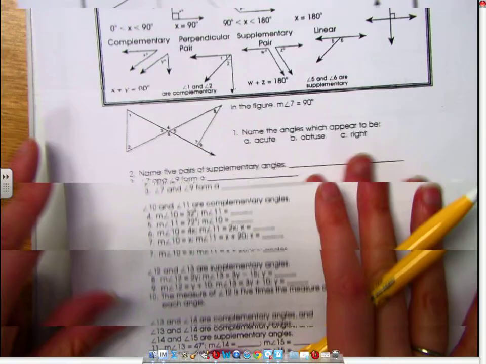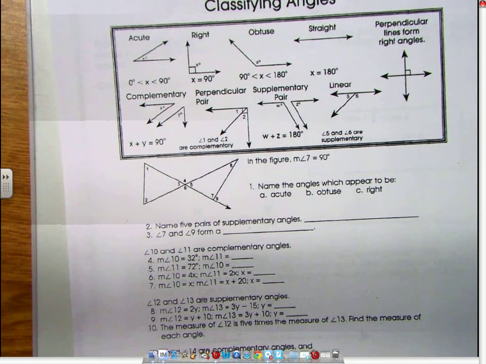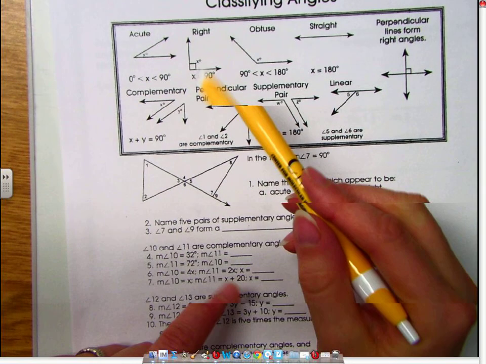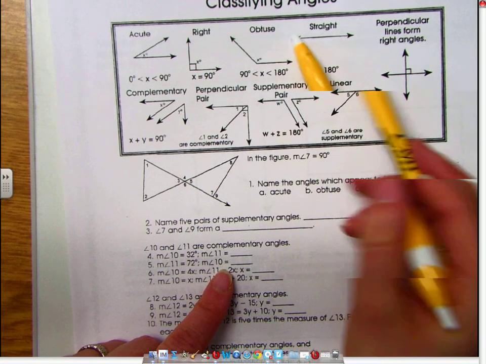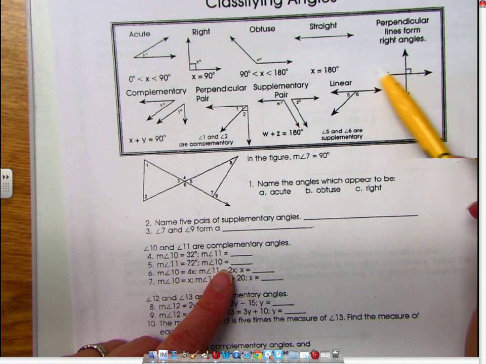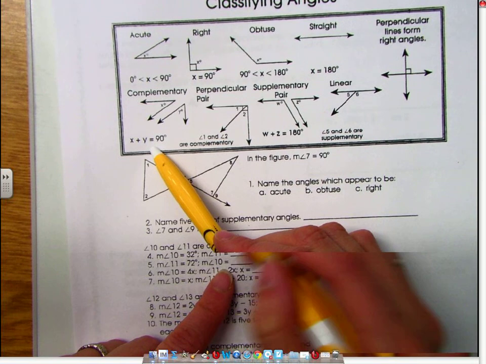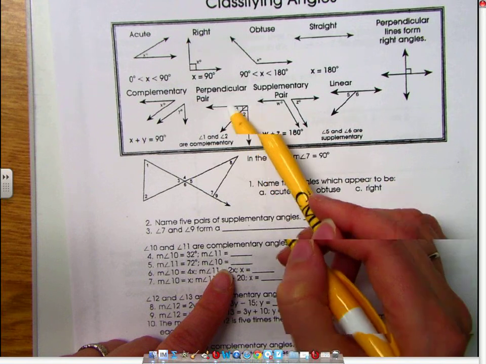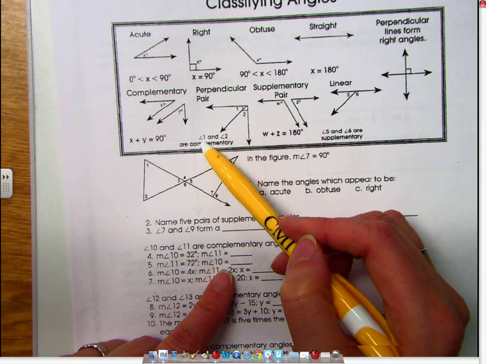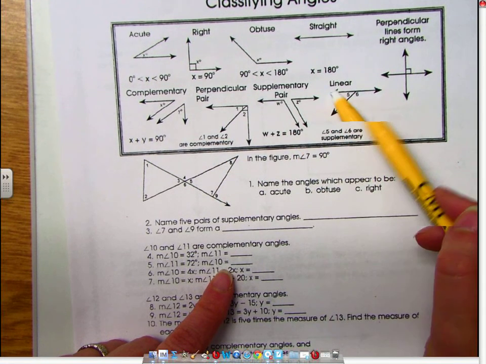Your homework for tonight is classifying triangles. So let's just go over these. We know acute is greater than 0, but smaller than 90. Right is exactly 90. Obtuse is greater than 90, but less than 180. 180 is a straight line. Perpendicular lines form right angles. Okay. Complementary add up to 90. Perpendicular pair are 2 angles that add up to 90 that are divided by an angle. They're right next to each other. Supplementary add up to 180, and a linear pair stays in a straight line.